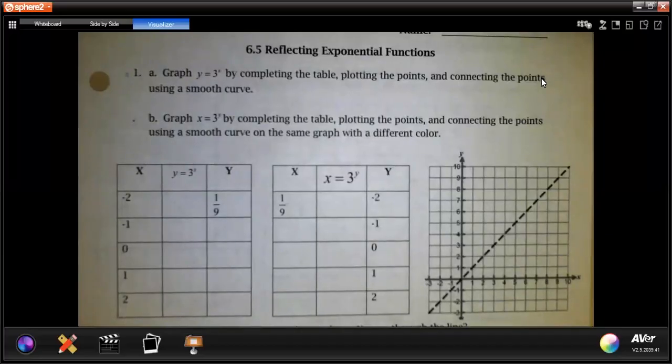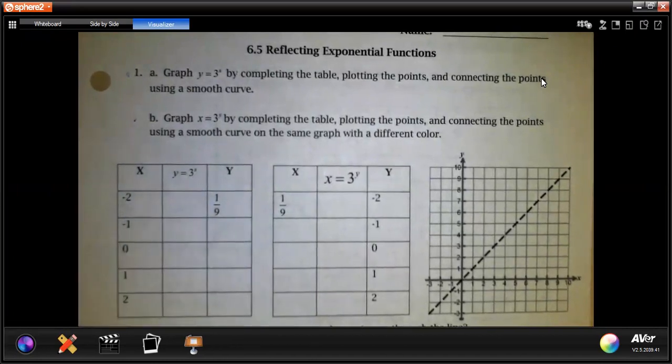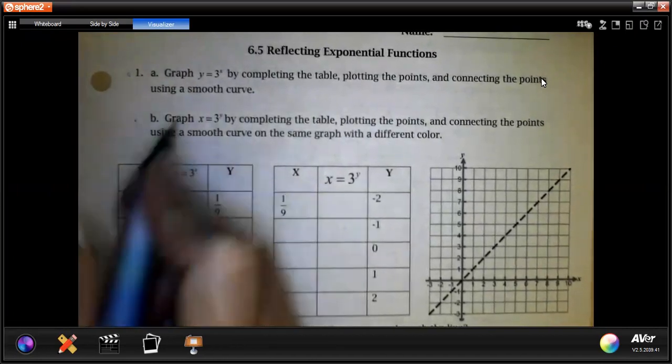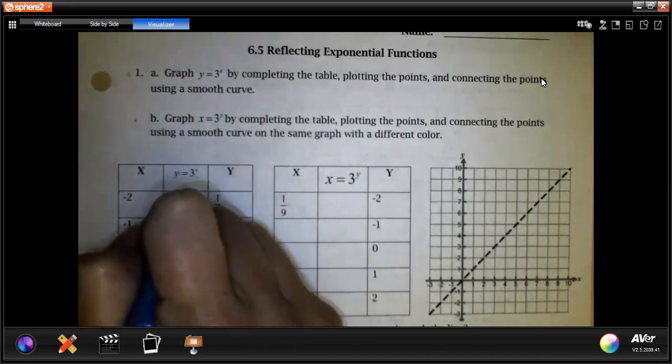Today we're going to introduce you to logs. And in order to do that, we're going to start by talking about these graphs right here. We have graphed y equals 3 to the x power. As we plug things in, and this is one you can put in the calculator and get the table, but we'll go ahead and plug in the values.